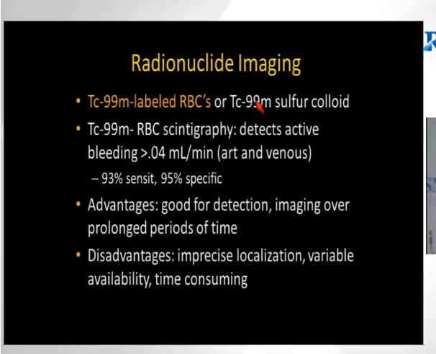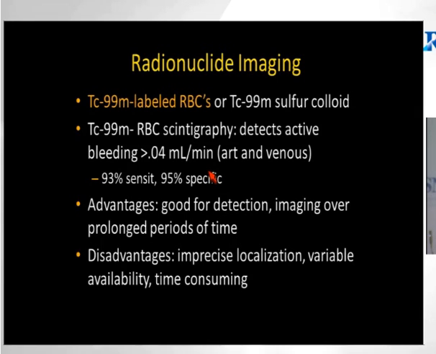Radionuclide imaging, typically done with tagged red blood cells, is a very sensitive examination because it detects bleeds as small as 0.04 cc's per minute. And in this clinical situation, acute GI bleeds, the sensitivity reaches about 95%. The major advantage is that it is a very sensitive test, therefore it's very good for detection. Another important key point is that we can image patients over prolonged periods of time, which of course we cannot do with CT angiography or angiography.